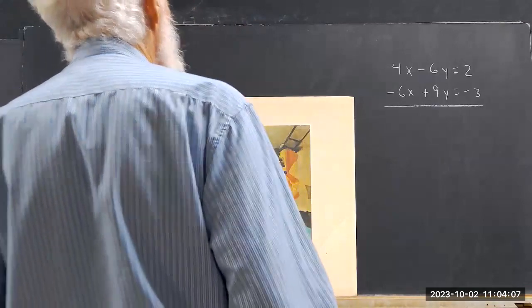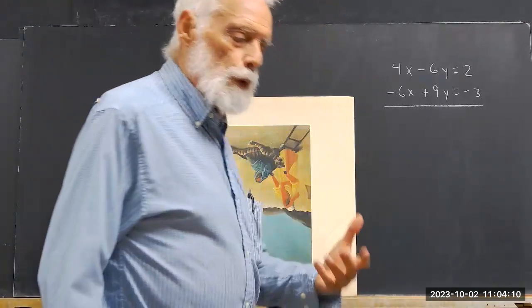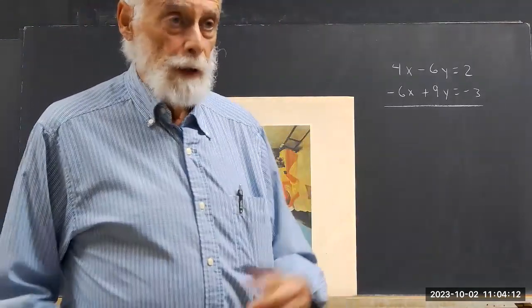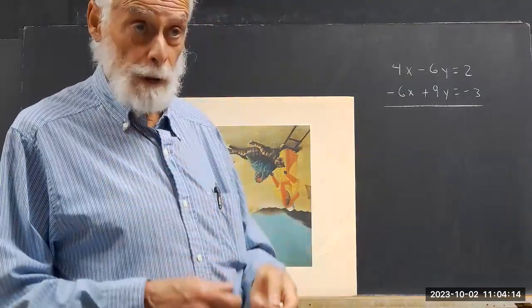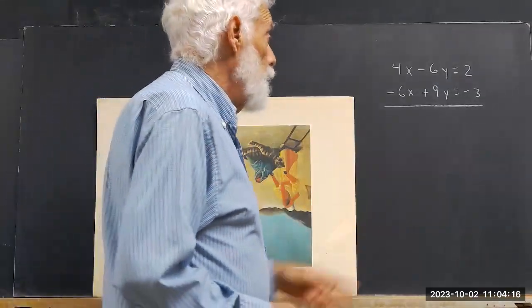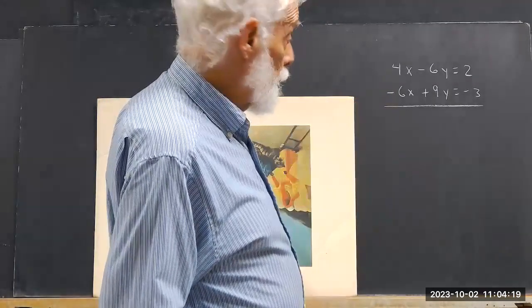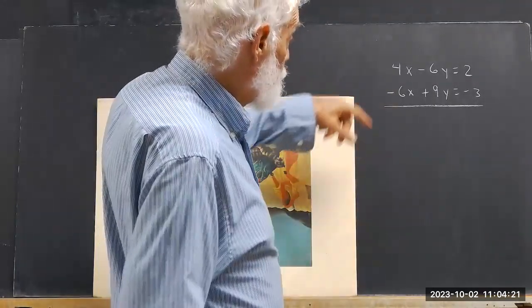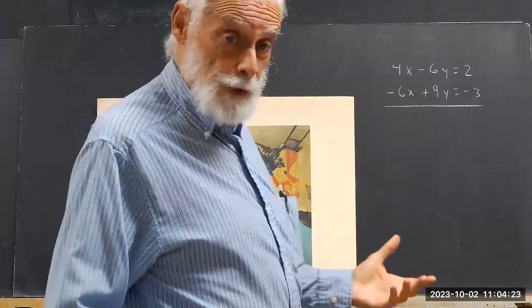Okay, now here we've really pretty much wrapped up elementary algebra. We're moving into the intermediate algebra now. But this is the last little bit of elementary algebra. So we have this system consisting of two equations. We want to solve it.